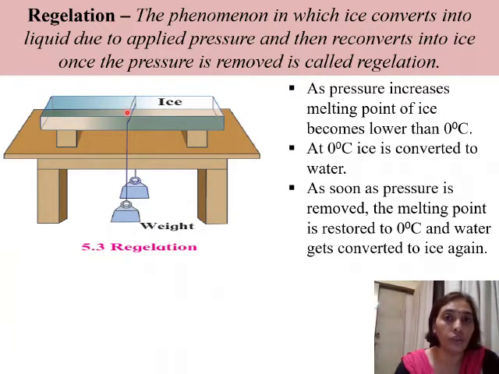As soon as it converts to water, the wire sinks. But as soon as the wire sinks, the pressure is released in that area, and again the melting point goes back to 0. That is, it is restored back to 0 degree Celsius, which is the freezing point of water. So again ice is formed over there. But now the wire has sunk a little bit, so it is exerting pressure somewhere inside the ice slab. So the melting point in that area decreases and converts the ice to water.